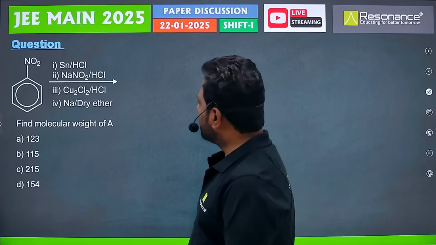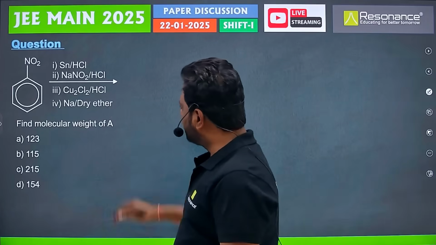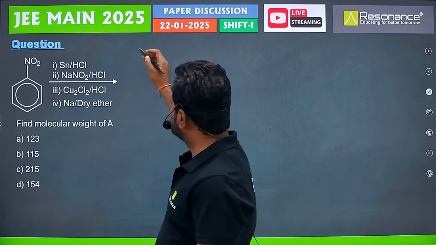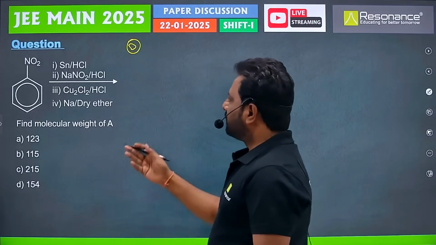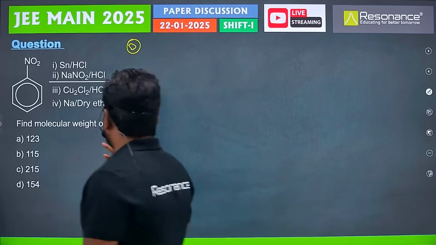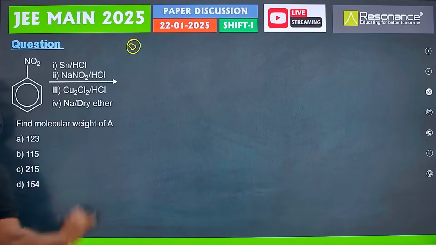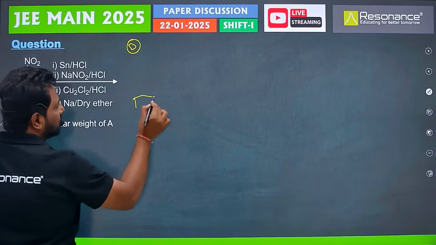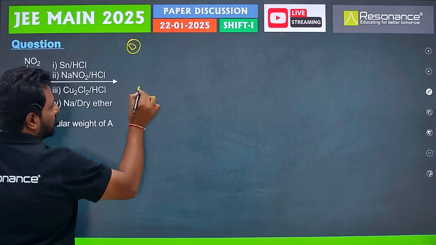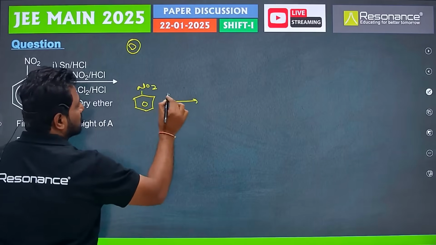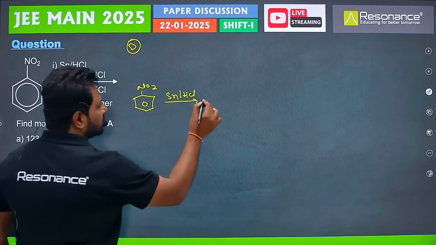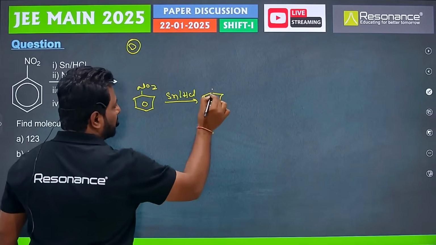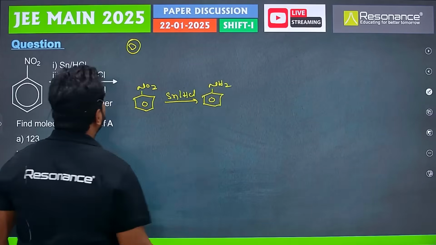This is given from organic chemistry. A number of reagents are given, so we can say that it is one of the difficult questions. First of all, nitrobenzene with Sn/HCl is given. This is a reducing agent. Reduction takes place. Then what compound can we obtain? Aniline can be obtained.